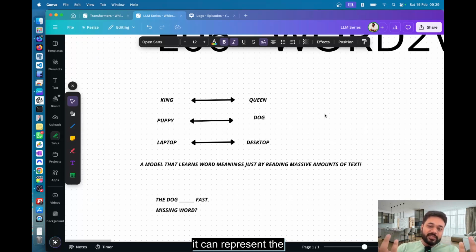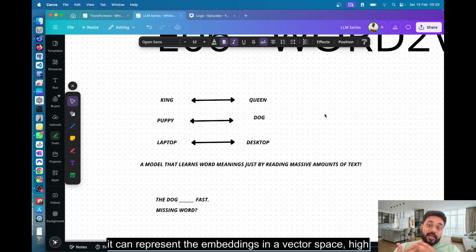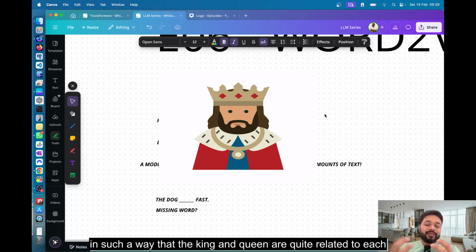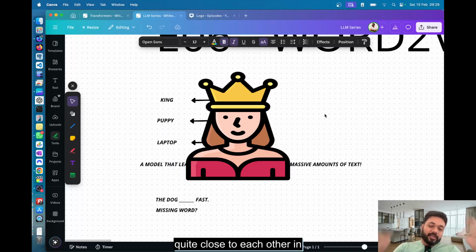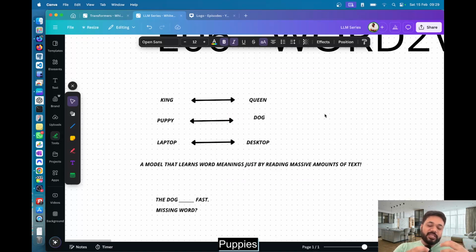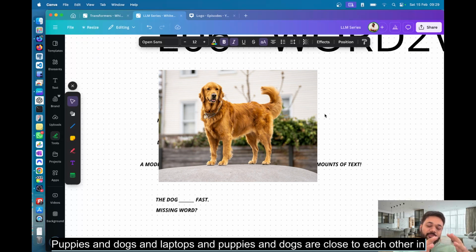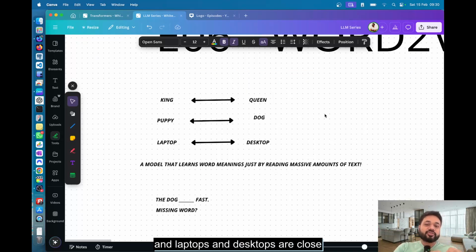It can represent the embeddings in a vector space, high dimension vector space, in such a way that the king and queen are quite related to each other, quite close to each other in the entire vector dimension. Puppies and dogs are close to each other in the vector space, and laptops and desktops are close to each other, right?